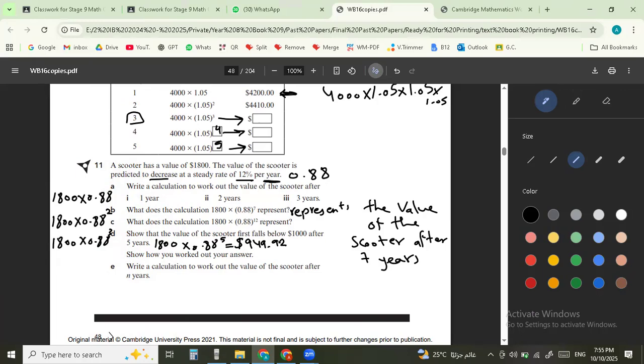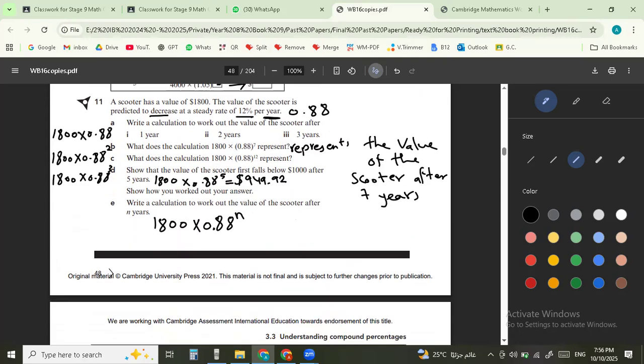Write a calculation to work out the value of the scooter after n years. We already know after any number of years, it's 1,800 multiplied by 0.88 to the power of the number of years. If it was 1, to the power of 1. If it was after 2 years, to the power of 2. After 3 years, to the power of 3. When it was after 12 years, they wrote it to the power of 12. But they wanted n years, so to the power of n. You leave it this way: 1,800 times 0.88 to the power of n.